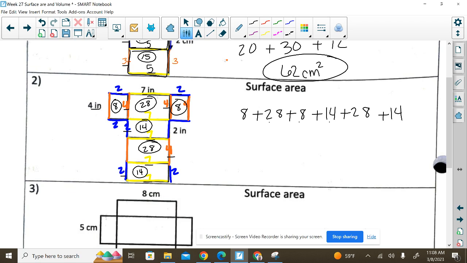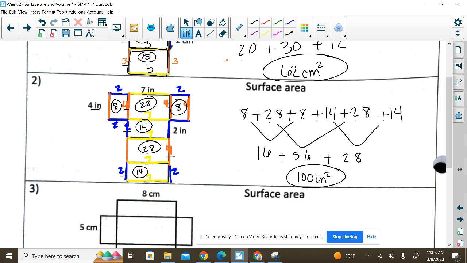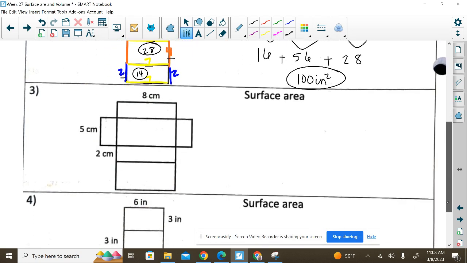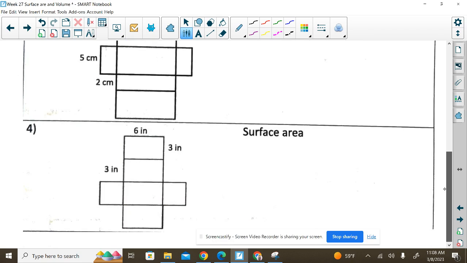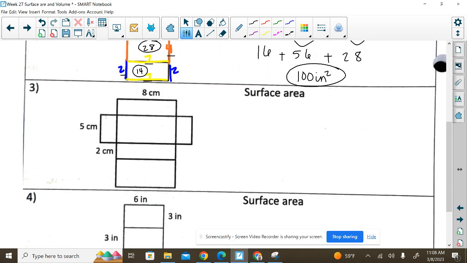So 1, 2, 3, 4, 5, 6, 7, 8 and 8 is 16. 28 and 28 is 56. 14 and 14 is 28. Add all this together, and I should get 100 inches squared. Okay? Alright, I want y'all to pause the video, and I want y'all to do 3, 4, 3 and 4, and we're going to check your answers after we unpause the video.